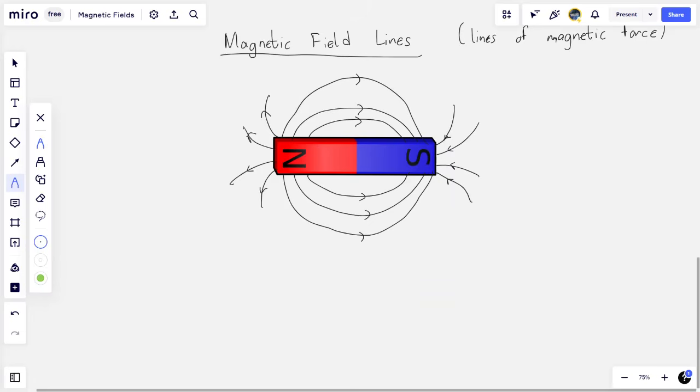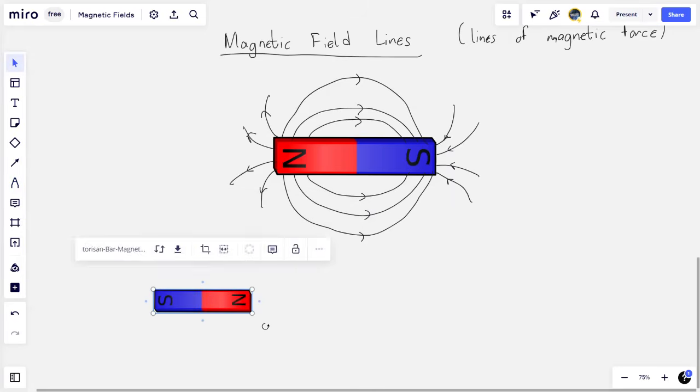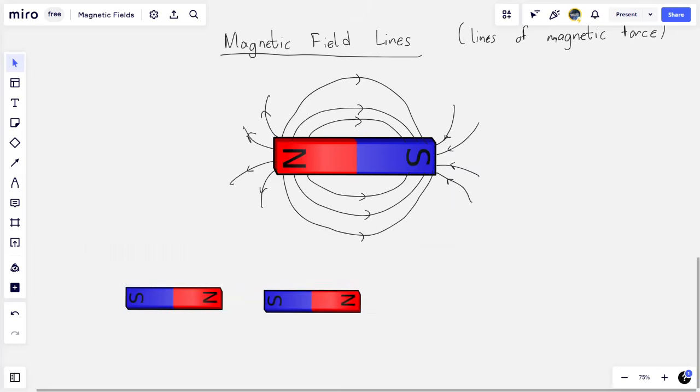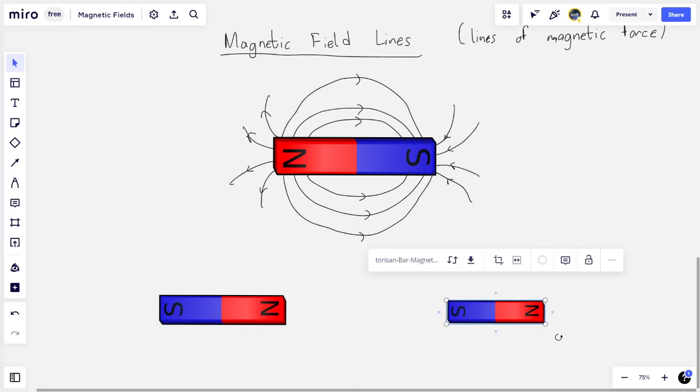So field lines start in the north, end on the south. And so what happens if I bring opposing poles, or the poles of two different magnets together? Let's first do this for, again, we can make these quite large, just so that it's easier to observe.